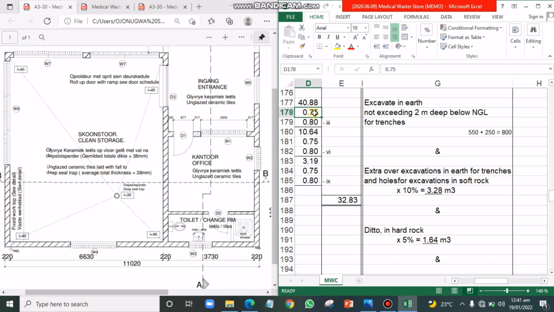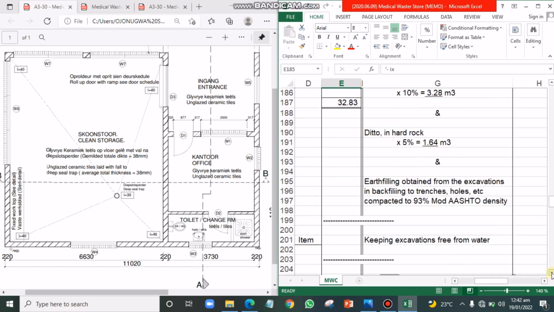40 times 0.75 times 0.80. You write the answer here. So this figure plus this figure plus this figure should give you 32.83. Then you can now look for the percentage of soft rock, 10%, you write it down here. 5% for hard rock, you put it down here. So that is what we have there.